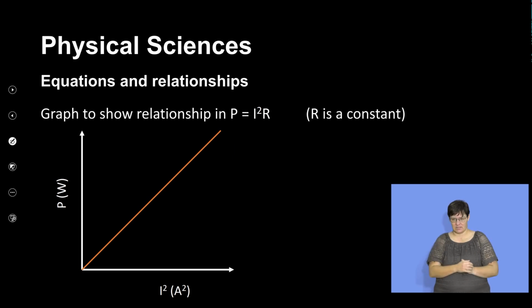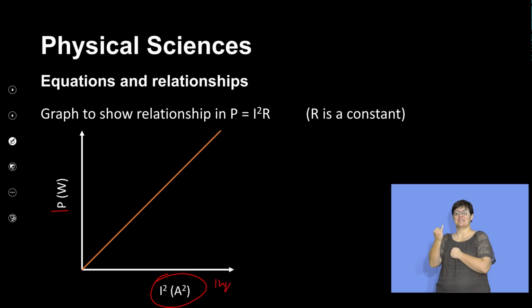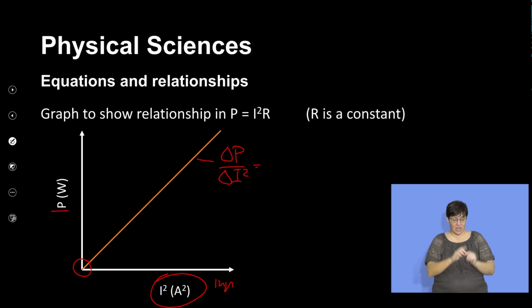Well, we're going to plot the graph not of P against I, but notice we're plotting against I squared. So because we've got P as the dependent variable, we're making I squared the independent variable, and now the line will be a straight line. And the gradient here will be the change in power over the change in current squared. That's going to be your constant, and that constant is going to be equal to R.